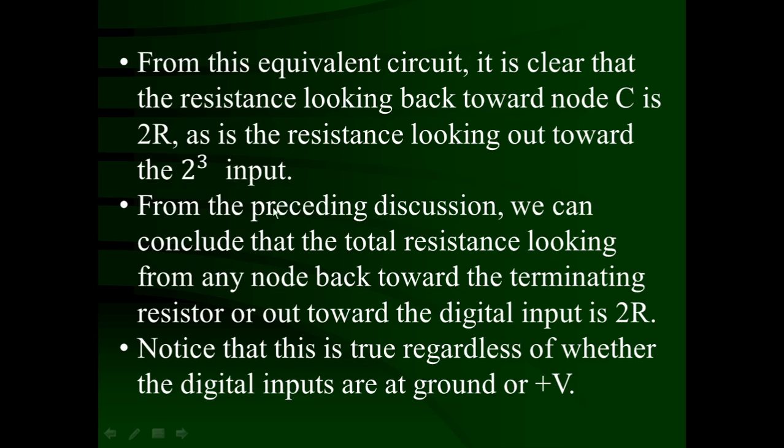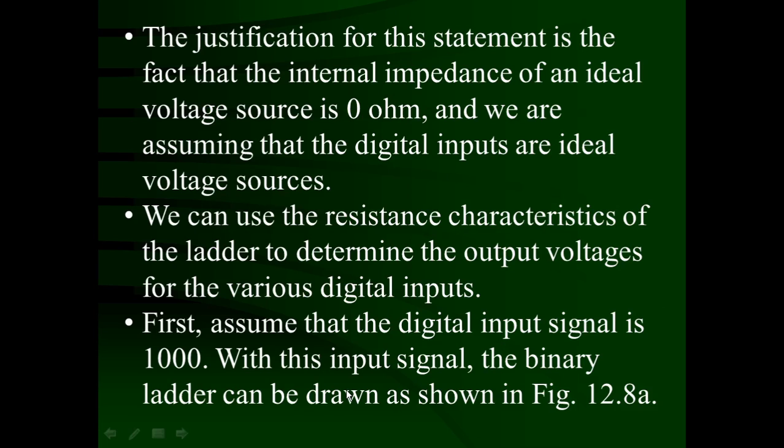From the preceding discussion, we can conclude that the total resistance looking from any node back toward the terminating resistance or out toward the digital input is 2R. Both are equal resistances of 2R. Notice that this is true regardless of whether the digital inputs are at ground or at plus V. Why is it like this? When it is ground, you can say that you have connected a digital signal of 0, and when it is connected with the plus V, you can consider that it is connected with a digital signal of 1.